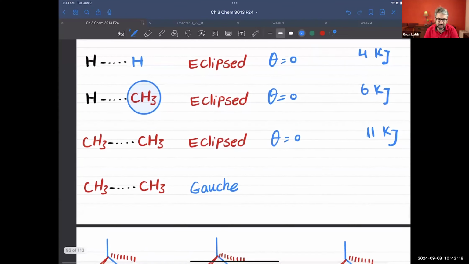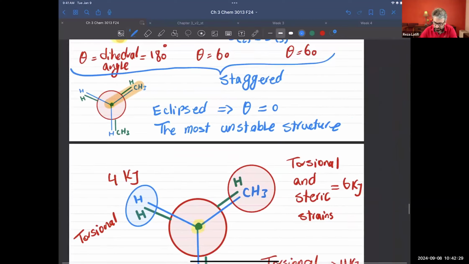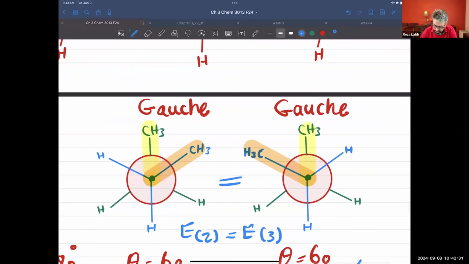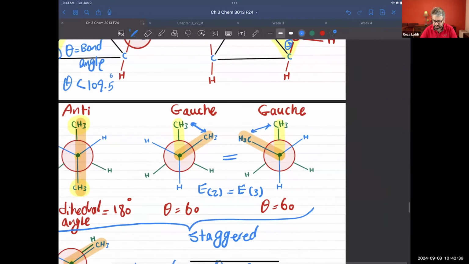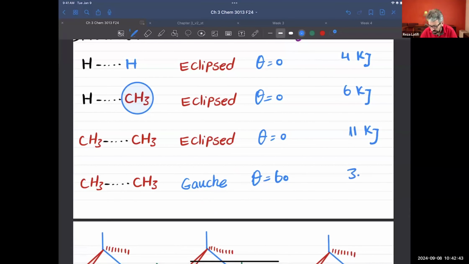And what will happen if I have two methyls in a gauche position? Theta this time is 60. It's not eclipsed, but still, you're going to have some repulsion. These two are too close to each other, so they're going to feel each other and repel each other. This is going to make the system unstable. How much? It's going to cost us 3.8 kilojoules.